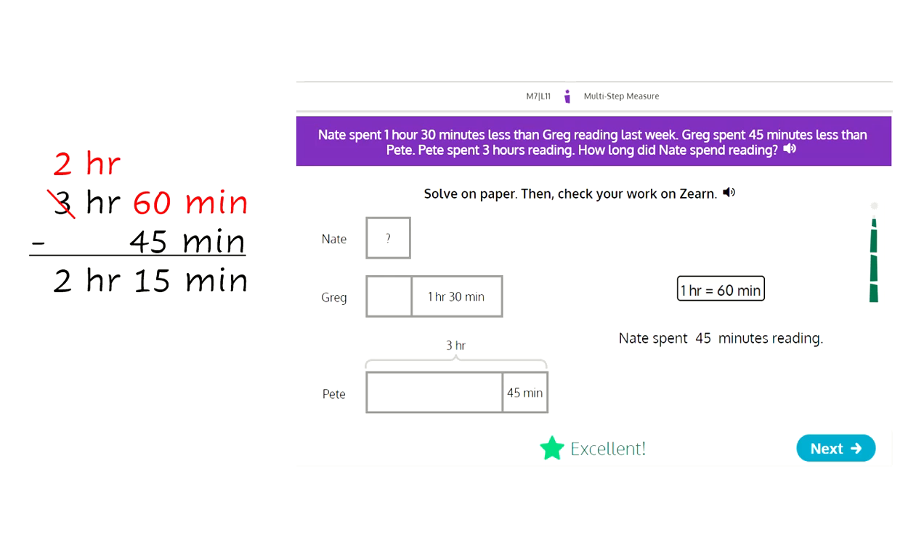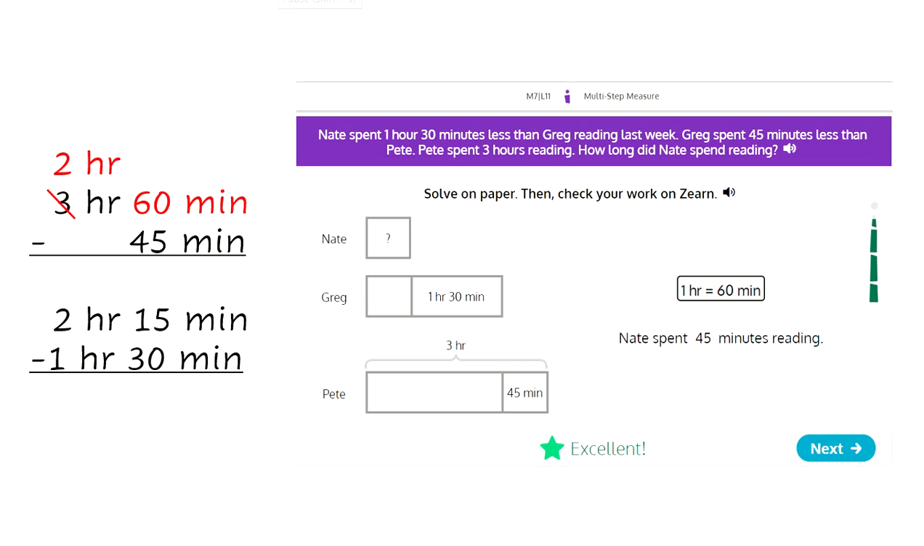Okay, so we're not finished yet. We still don't know how much time Nate spent reading. What we know right now is that Greg spent 2 hours and 15 minutes. But Greg wasn't the goal. Nate is. So let's keep going. To find Nate's total time reading, I need to subtract 1 hour 30 minutes from Greg's time of 2 hours 15 minutes. What do we notice?